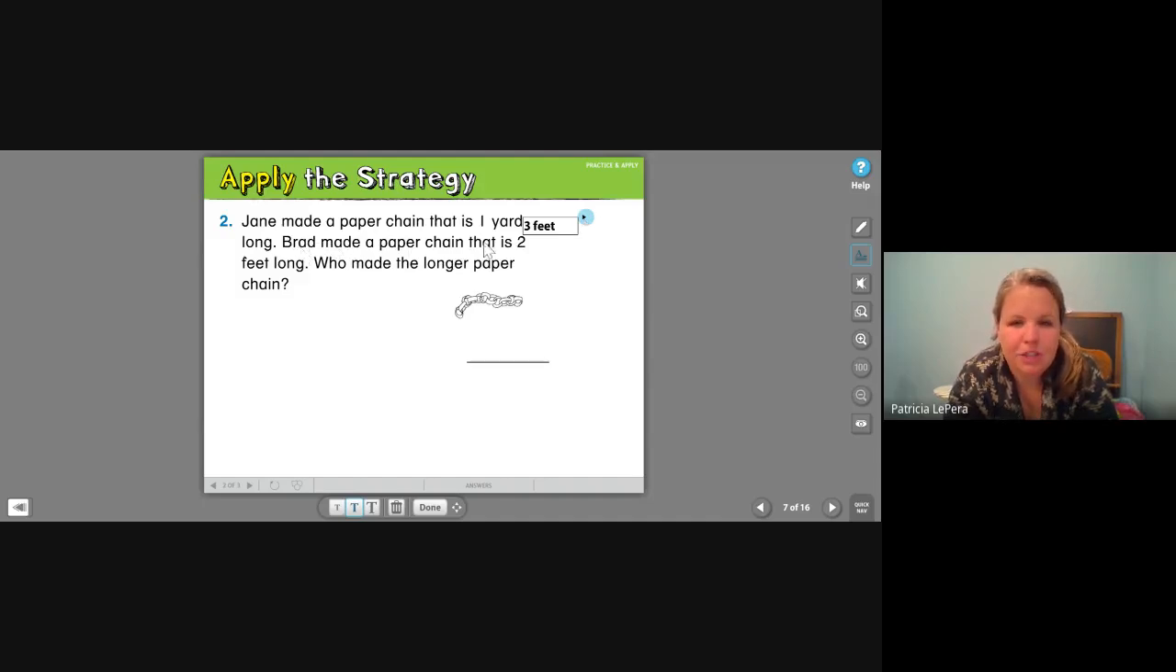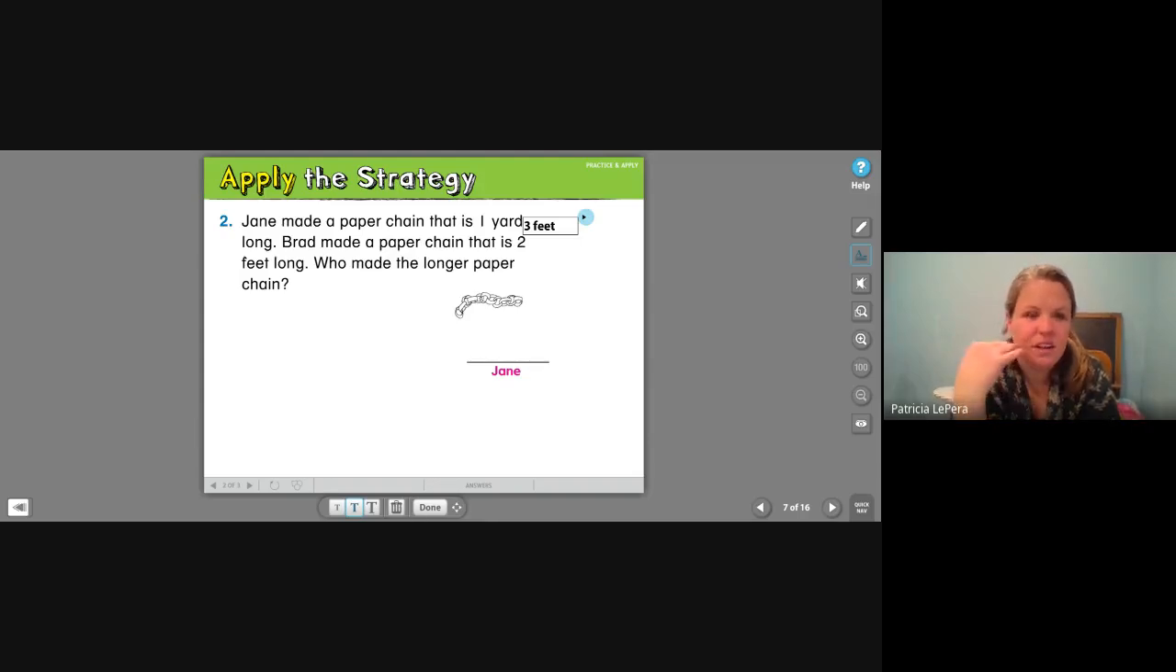Brad made a paper chain that is 2 feet long. So who made the longer paper chain? Well, 3 feet is longer than 2 feet. So the answer is Jane. Jane's was 3 feet, Brad's was only 2 feet. So that would be 1 foot longer.